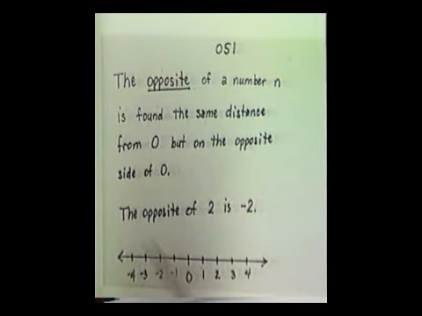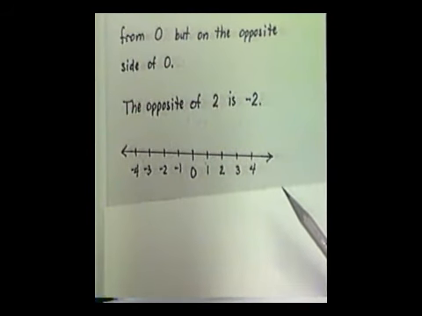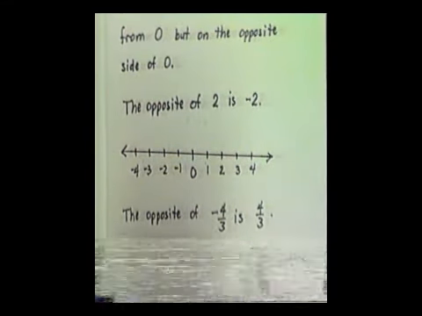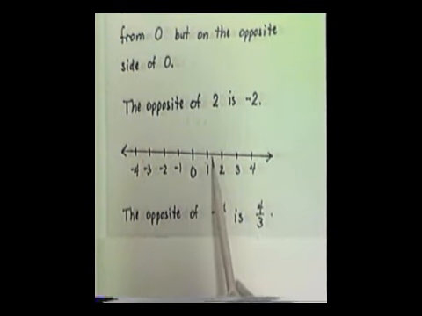Now, if we write down the opposite of 2 every time we are asked to find the opposite of a number, that means that we've got a lot of writing to do. So we've got to improve our notation. One more illustration. The opposite of negative 4/3 is 4/3. Negative 4/3 would be negative 1 1/3. That's on the left side of 0. On the other side is positive 4/3, positive 1 1/3. So the opposite of negative 4/3 is positive 4/3.